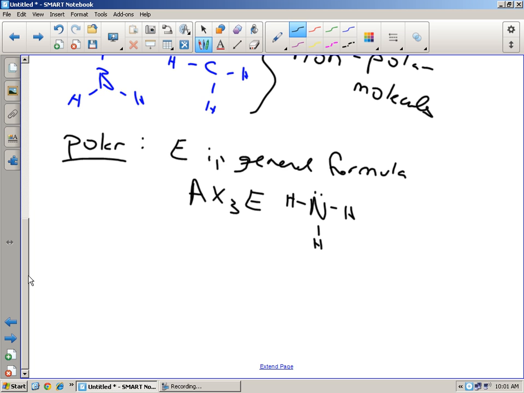Another example might be AX2, and we'd have to make sure that the X's are not the same. AX2, but the X's are not the same. That would also be polar, because remember, the electronegativities have to cancel each other out, and they would not in this case. They'd have different electronegativities.